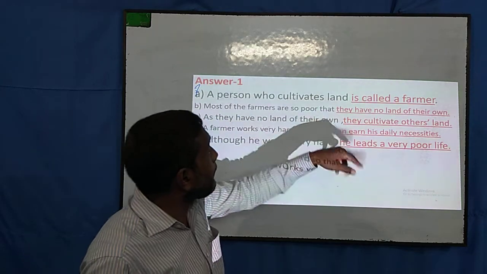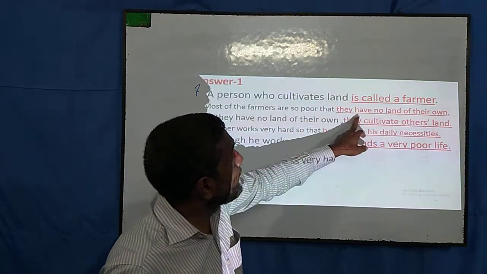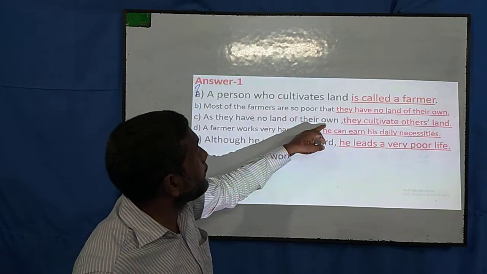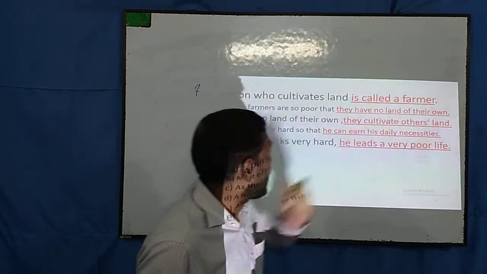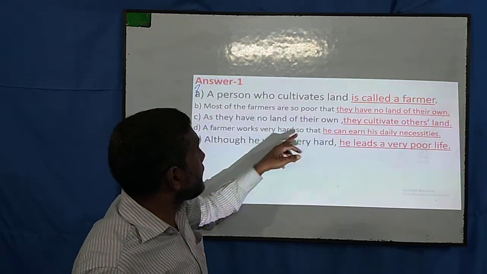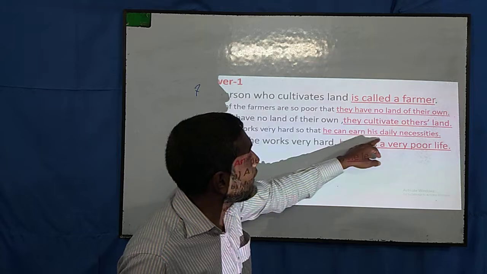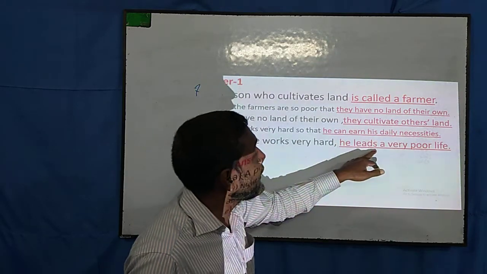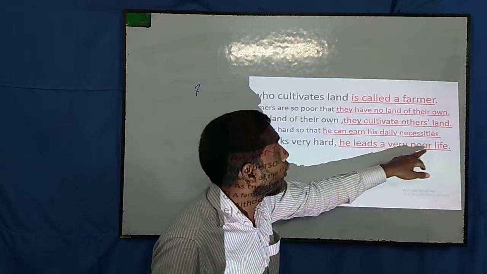Here I have written: is called a farmer, they have no land of their own. As they have no land of their own, they cultivate others' land. A farmer works very hard so that he can earn his daily necessities. Although he works very hard, he leads a very poor life.